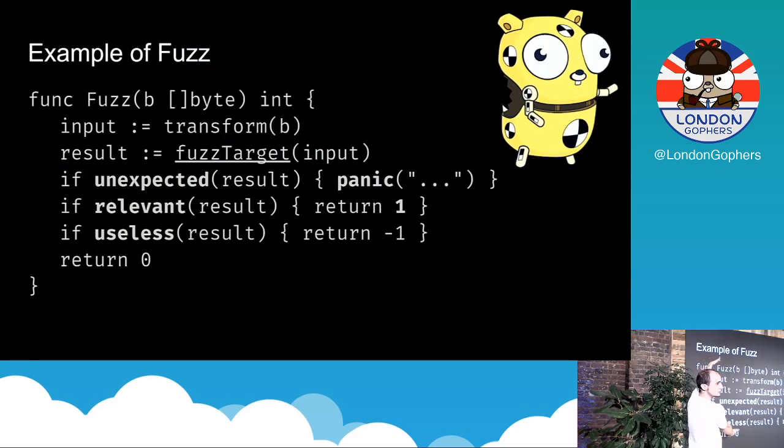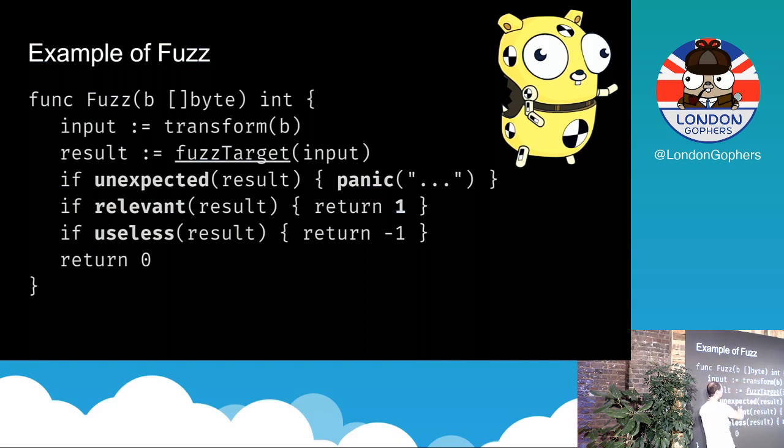This is how it looks. You have to implement one function, takes a byte slice, returns an integer. You might want to transform that byte slice. It's fine, you don't have to. And then you call fuzz target, which is your function, the one that you don't trust, or, well, if I wrote it, I usually don't trust it. But in the general case, any function that you don't trust. And then if something unexpected happens, you panic.